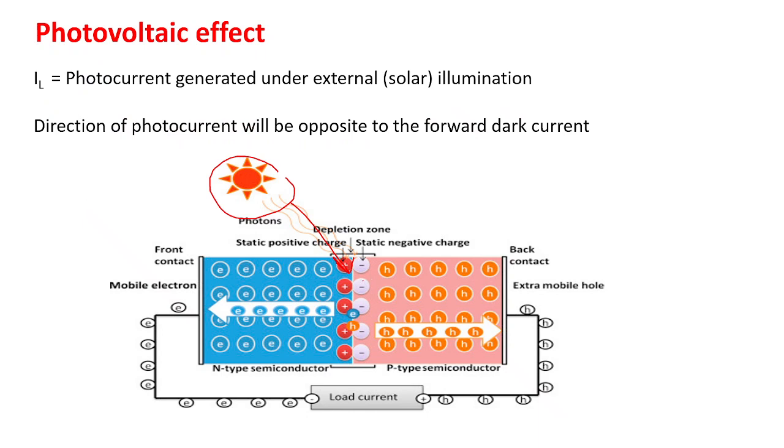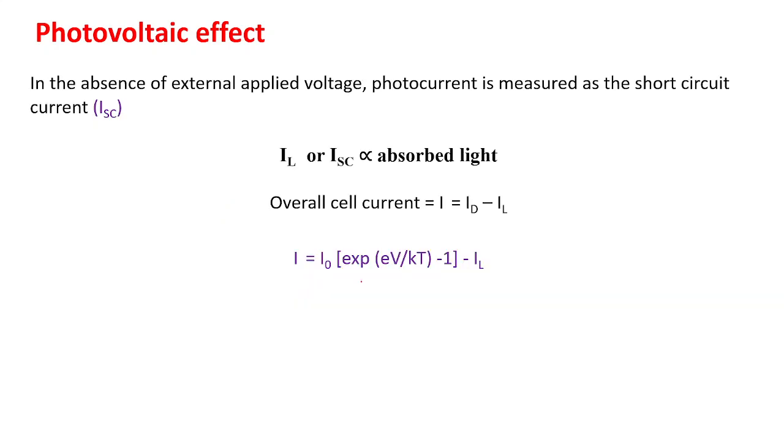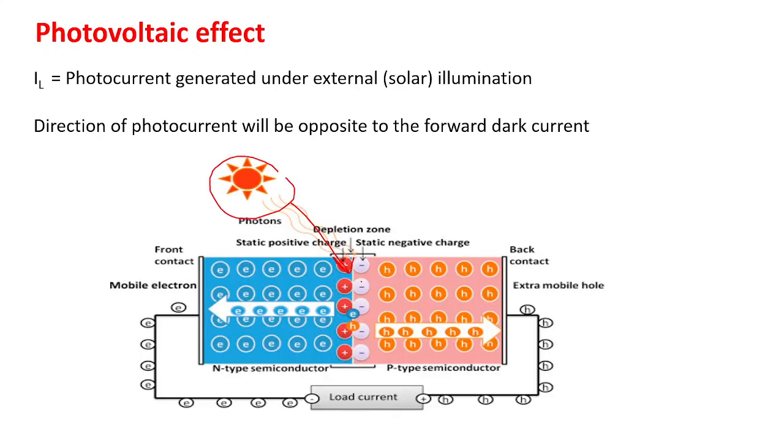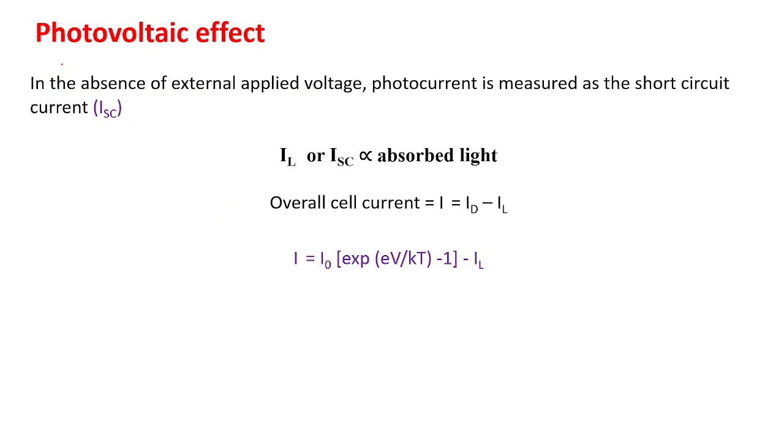Further, we come to the photovoltaic effect. We have read that solar radiation is falling over the surface and the current is flowing, but the direction is opposite to the forward dark current case. Generally we use the term IL for the photocurrent, but if there is no external applied voltage, no battery, the photocurrent will be measured as the short circuit current, ISC. So we will be calling it IL or ISC.